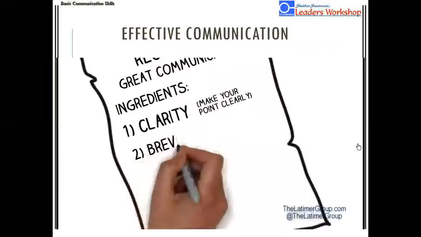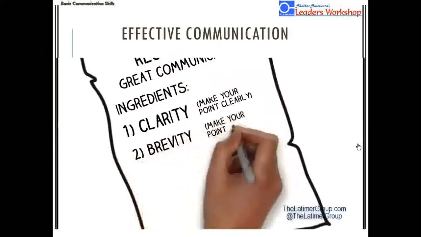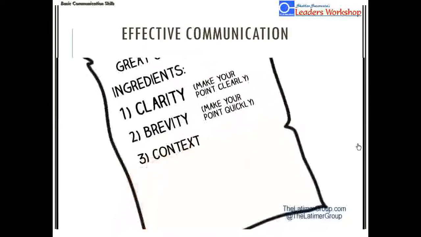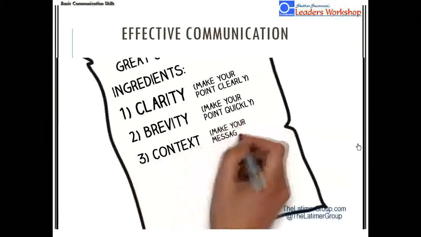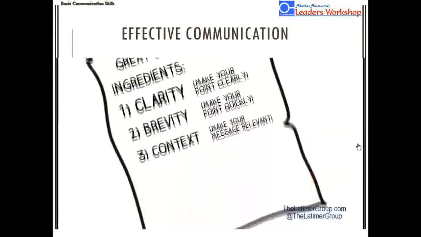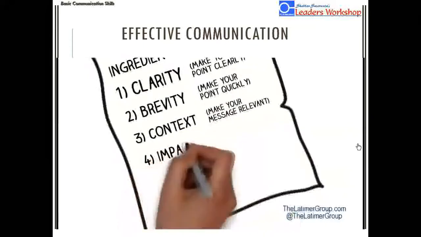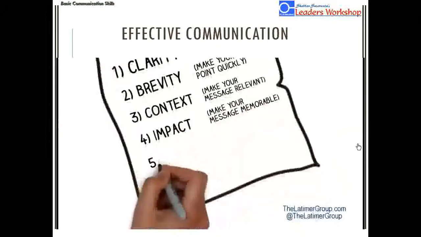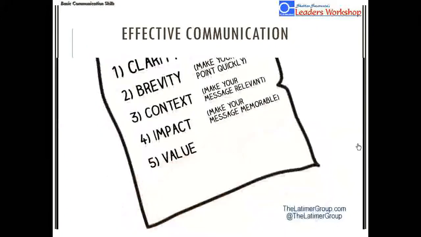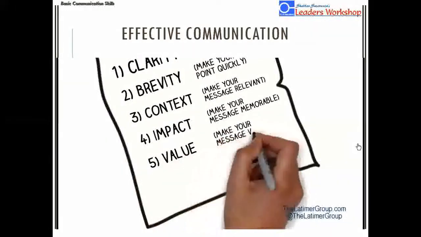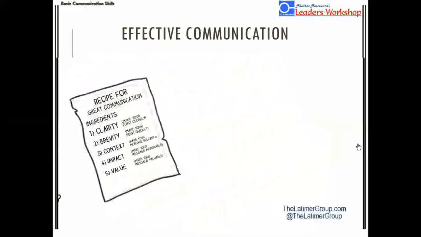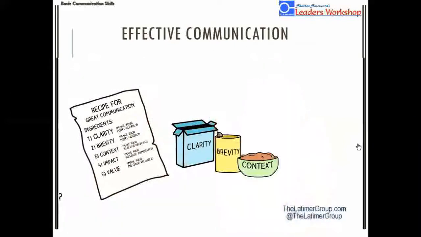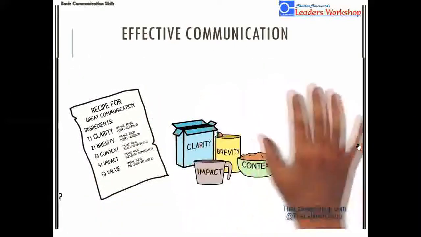The second ingredient is brevity. How do you get to the point quickly? Not waste people's time. The third ingredient is context. How do you help people see how your point or how your message fits in for them? How does it make sense for them? The fourth ingredient is impact. How do you make it stand out? How do you make it memorable? And the fifth ingredient is value, which is fairly self-explanatory. How do you make your message valuable for the people who are consuming it? 5 ingredients that will go into every communication deal: clarity, brevity, context, impact, value.